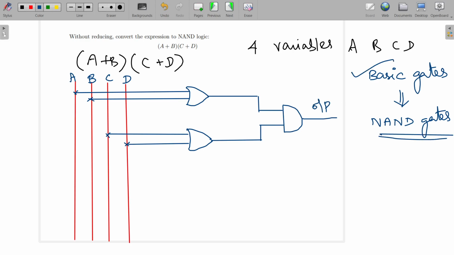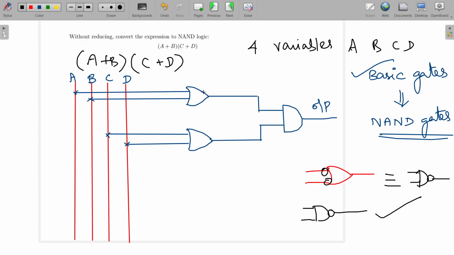Now we go for implementing the same using NAND gates. How to convert these basic gates into NAND gates? You should know that an OR gate can be converted into a NAND gate by having bubbles at its inputs. This bubbled OR is equivalent to a NAND gate. Similarly, if you have an AND gate and you put a bubble after it, you'll be getting the NAND gate.